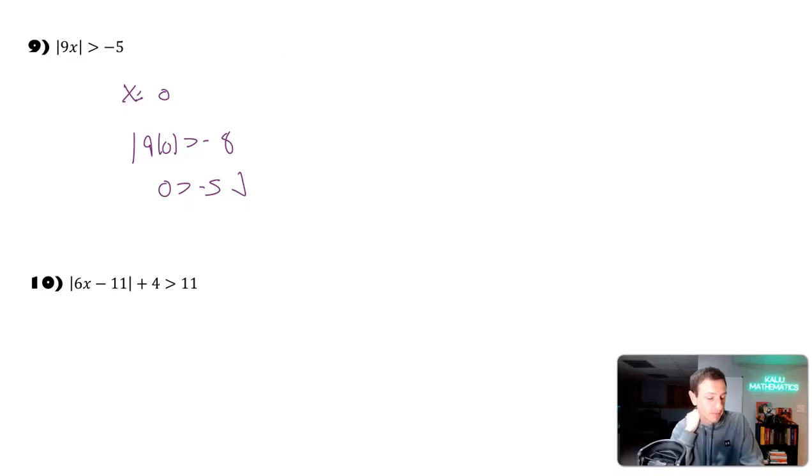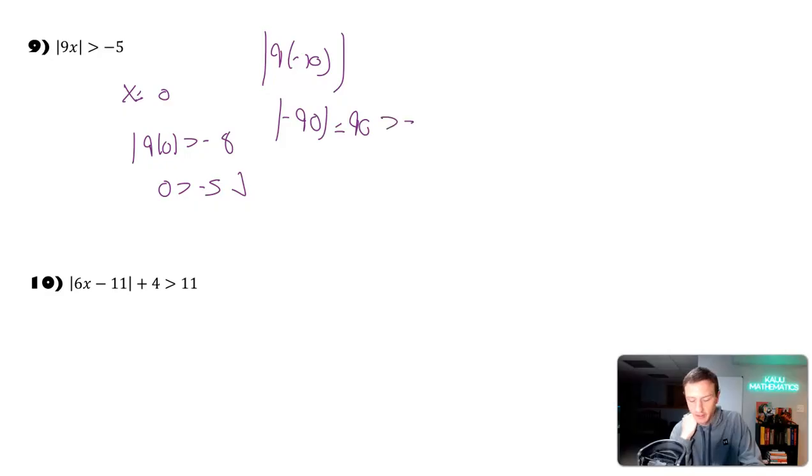What if it's like negative 10, let's say? I like to try to jump around with the positive and negatives and see what we get. 9 times negative 10 is negative 90. Absolute value of negative 90 is 90. 90 is greater than negative 5. So what do you notice that's happening here with these values being greater than a negative? There's really no end to the potential number of solutions that we get, because no matter what I put in, it's all going to be true.